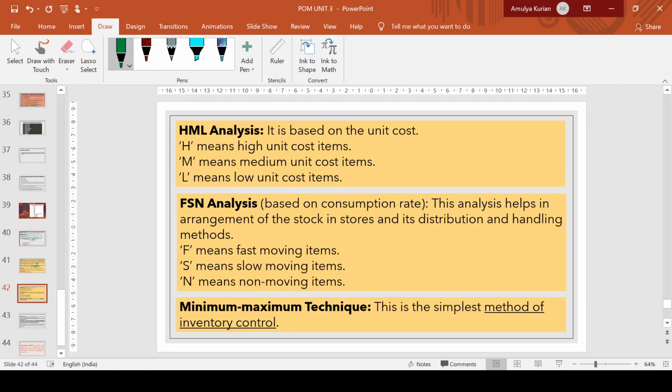Now the next one, HML. It is based on unit cost. It stands for high unit cost items. That means for one single product, the cost will be more.